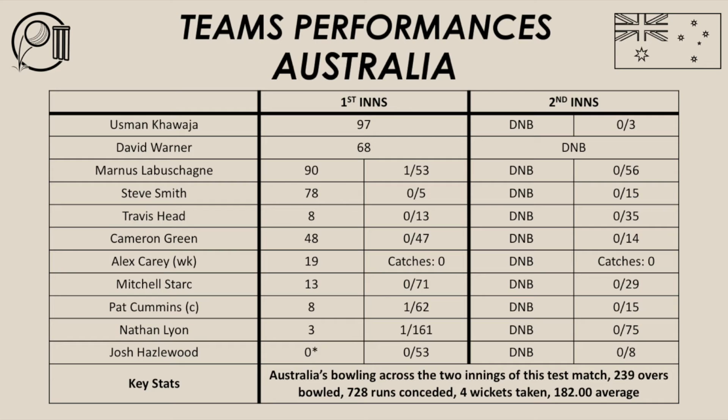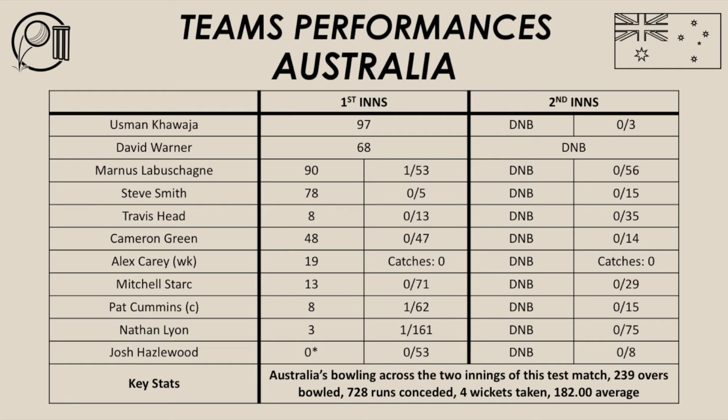Khawaja, for his 97, he faced over 159 balls for 222 minutes at the crease, to quote Richie Benaud there. David Warner, 68 runs, he faced over 114 balls for 166 minutes at the crease. Labuschagne, for his 90 runs, he faced over 158 balls. He batted for 190 minutes.